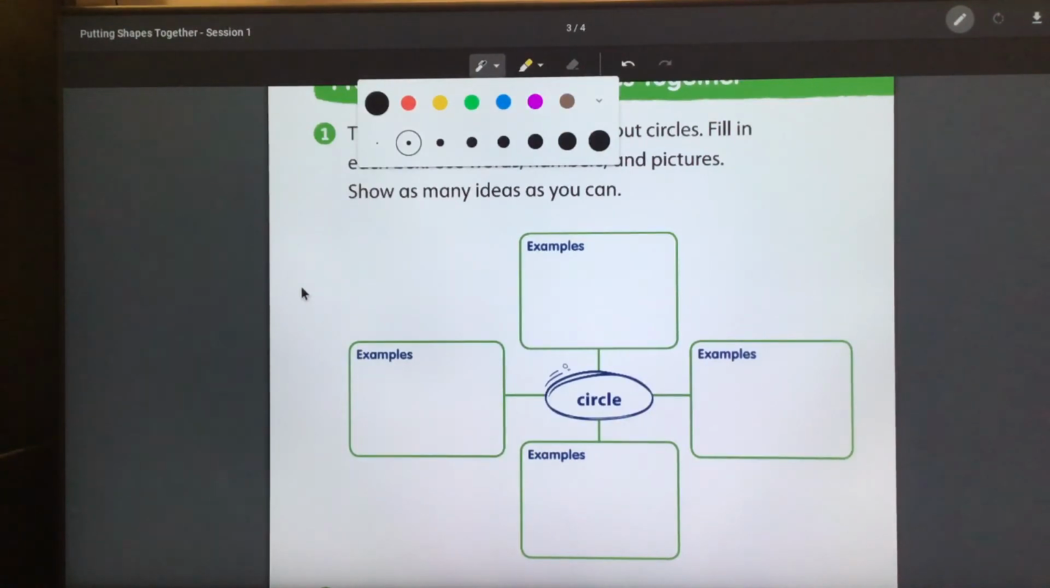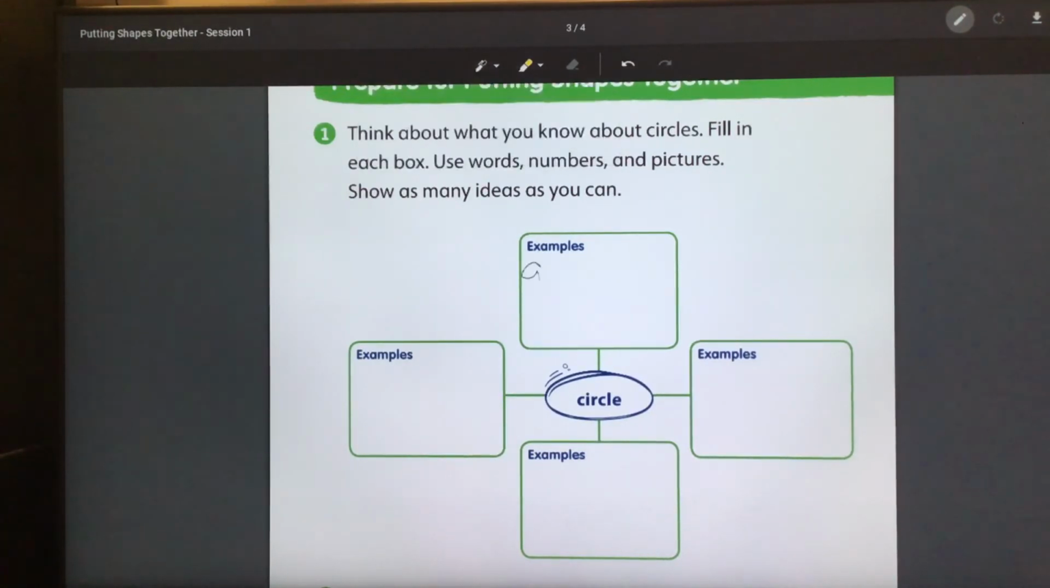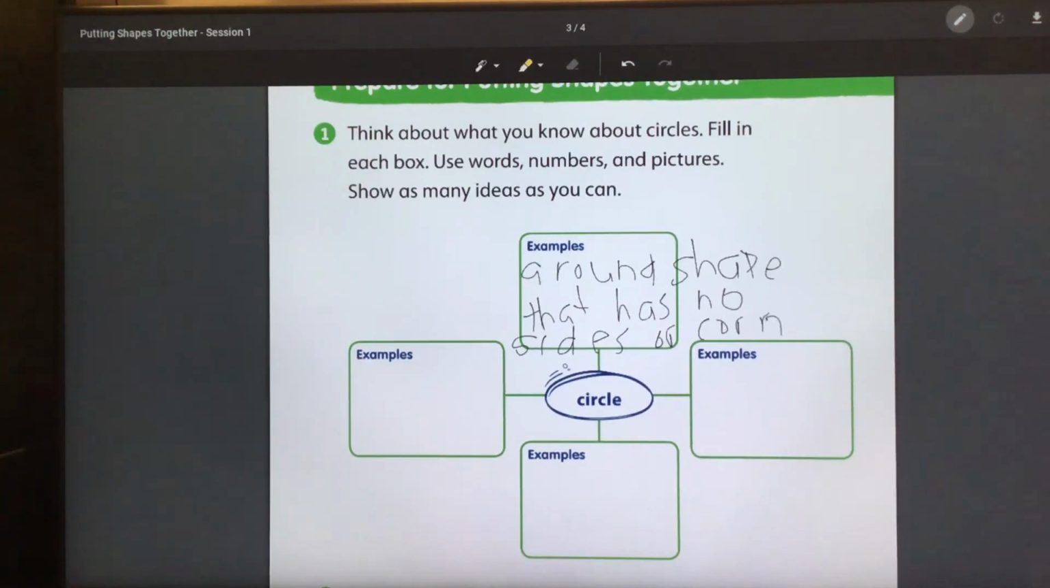Okay, so here I'm going to use my words and I'm going to say a round shape. I have to use my finger to write, so I have to write a little bit bigger. That has no sides or corners. Oops, corners. Sorry, it's very hard to write for me inside those boxes. So a round shape that has no sides or corners.